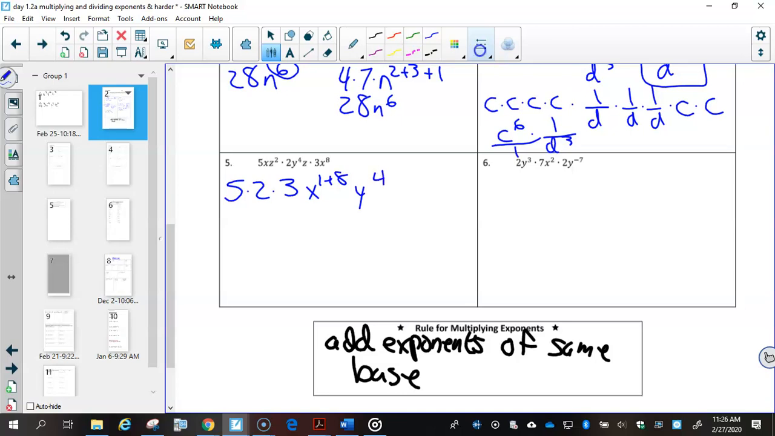So in this case, it would just be y to the 4th. It's not going to change. As you're doing this and you have a lot of variables, try to put this in alphabetical order. That'll help you out the most.